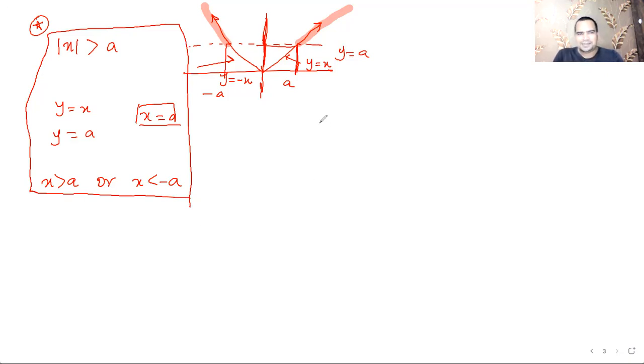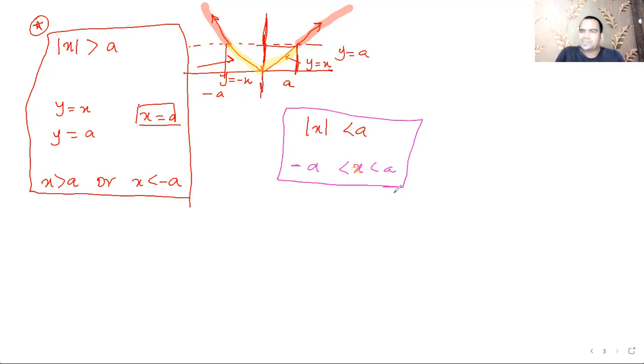The second case is if I have absolute value of x less than a. In that case, you can clearly see from your graph that this happens only between these 2 values, where the absolute value of x is below a. So the correct answer is x between negative a and positive a. These 2 are the benchmark formulae, you can say. You can use them to solve absolute value inequalities.